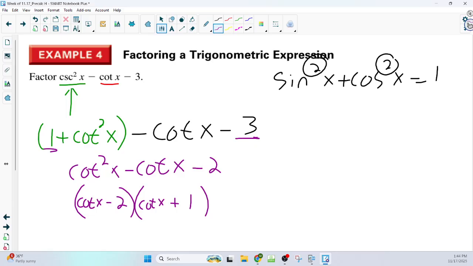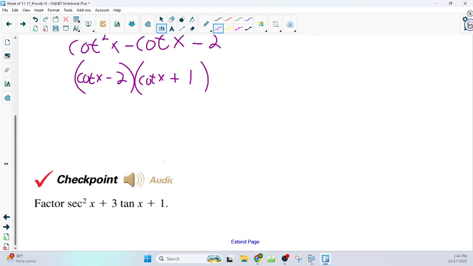Okay, so try this checkpoint problem. Pause the video, give this a try. I'll put up the answer in just a moment. So just pause it right now. You don't want to see the answer. That'd be bad. So pause it now and give this problem a try.